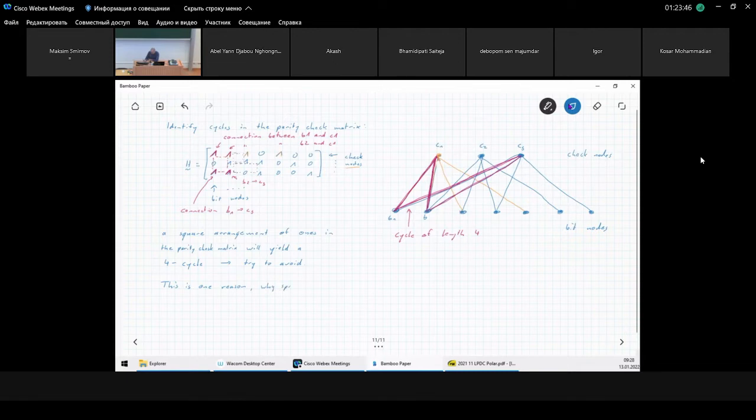Why sparse parity check matrices, more cycles will be unlikely.